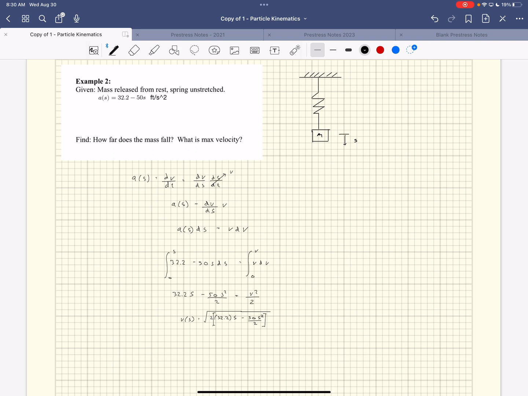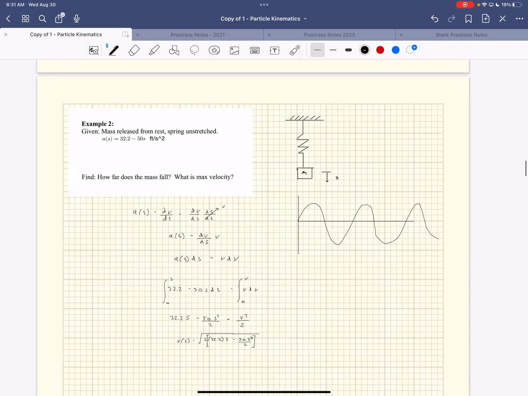Then what's it going to do? It's going to go up. It's going to go down. It's going to go up. It's going to go down. So this is an oscillation. It's going to oscillate. It's going to vibrate. And that's kind of the fundamentals of vibrations when you get into it. The solution is going to look like this. In fact, that's going to be a sine wave or a cosine wave. It's probably going to be cosine. It's going to have an initial position, but it's going to look like that.